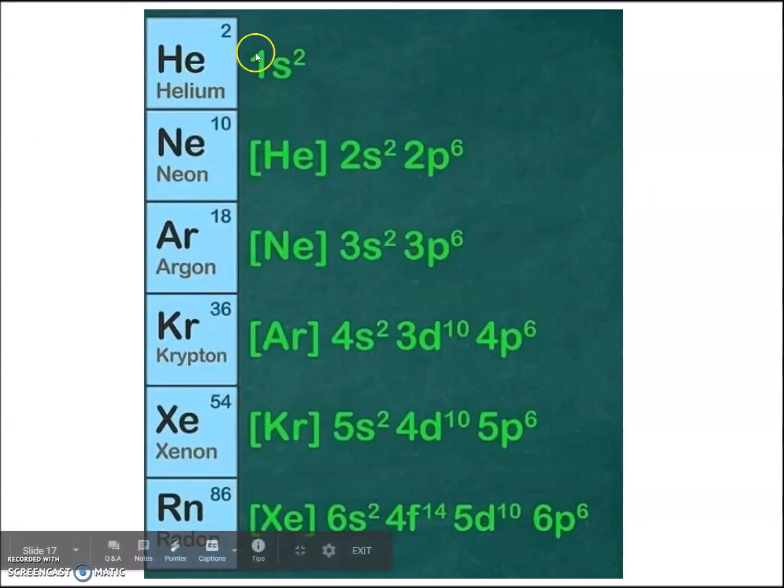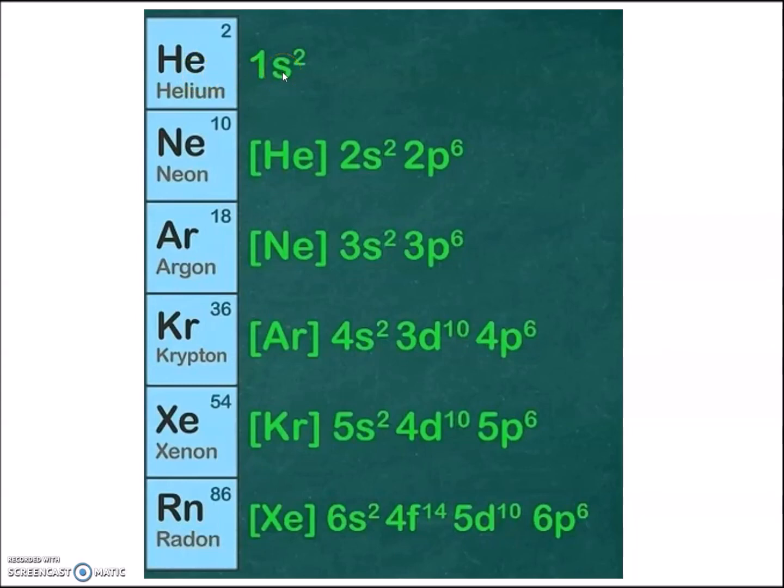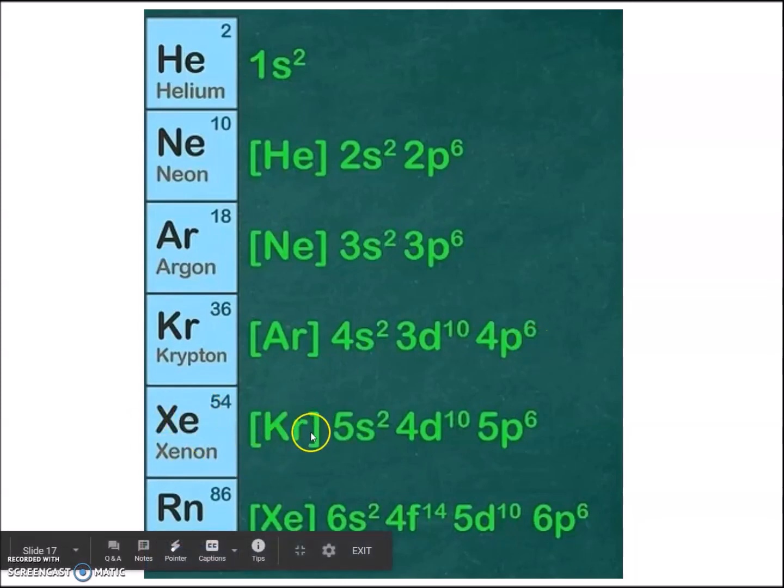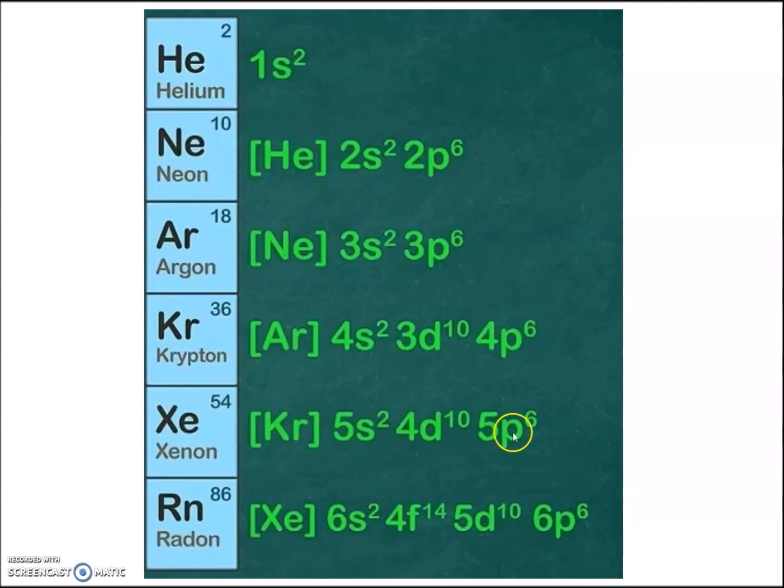Here's a simple summary of all of the noble gas shortcuts. If helium ends with 1s2 and neon is element 10, it would have helium's contents plus 2s2, 2p6. Argon would have neon's contents plus 3s2, 3p6. Krypton would have all of argon's contents plus what follows, 4s2, 3d10, 4p6. Xenon would have all of krypton's contents plus 5s2, 4d10, 5p6, and then so on.